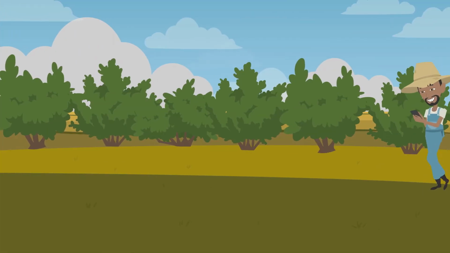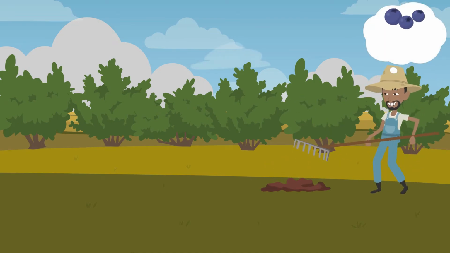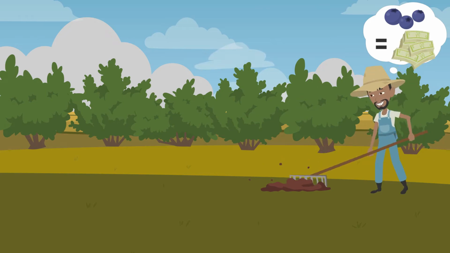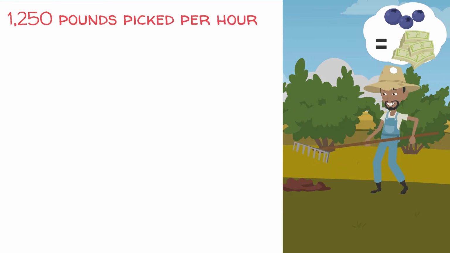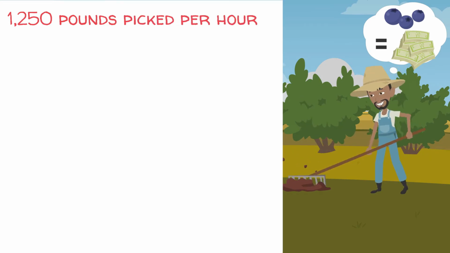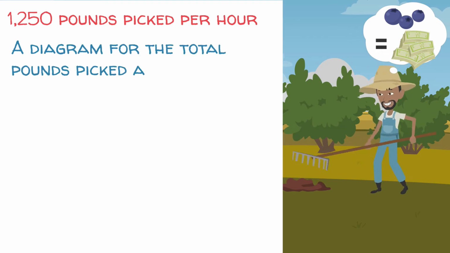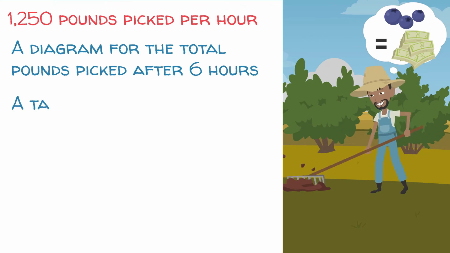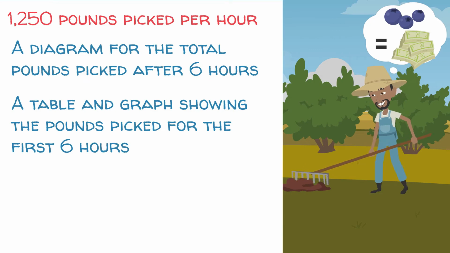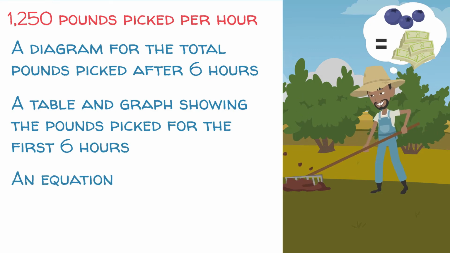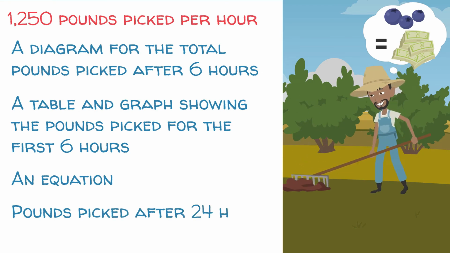Moran raises blueberries on his family farm because blueberries are one of Georgia's cash crops, with Georgia being one of the top producing states. His workers can collect 1,250 pounds of blueberries per hour. Represent this relationship with a diagram representing the pounds of blueberries picked after 6 hours, a table and a graph showing the number of blueberries harvested for the first 6 hours, and an equation. Use the equation to determine the number of pounds of blueberries collected after 24 hours of picking.